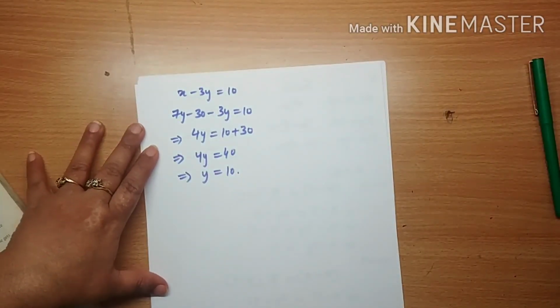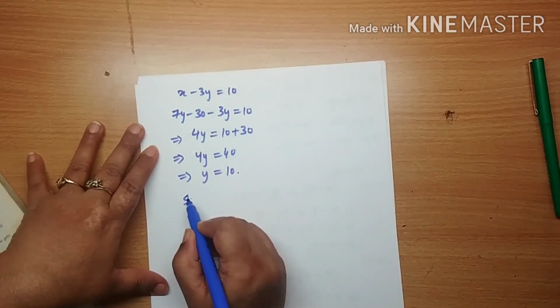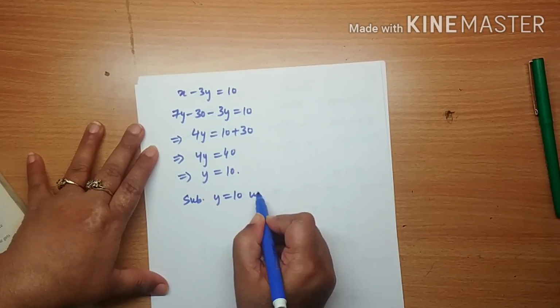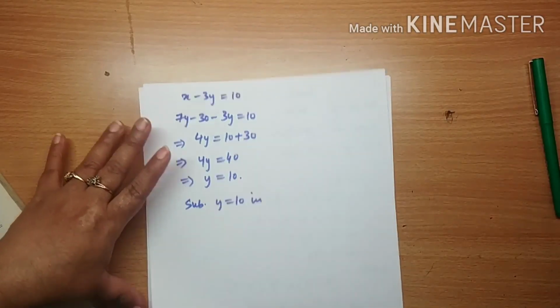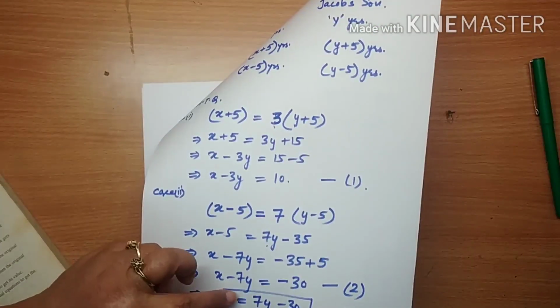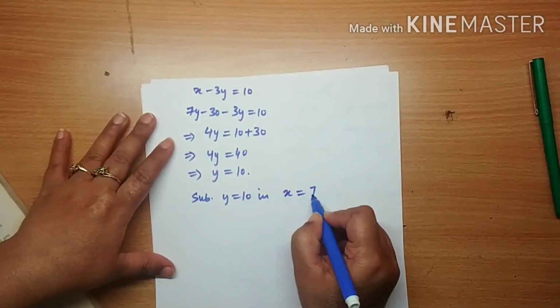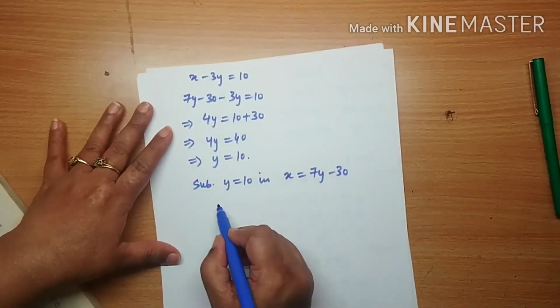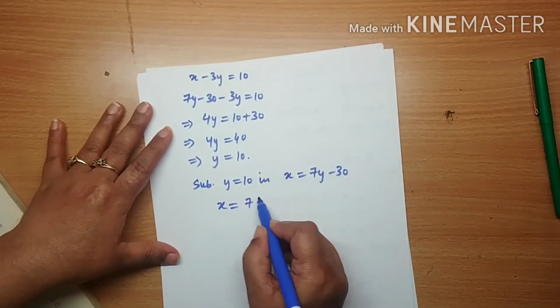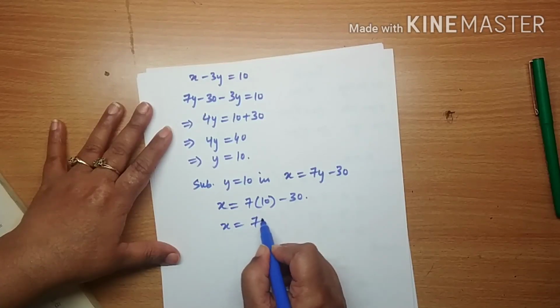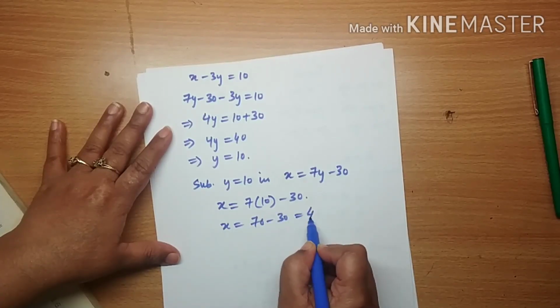We need to find x also. So substituting y equal to 10 in, what is the relation? Star, x is 7y minus 30. x is equal to 7y minus 30. So x is equal to 7 into 10 minus 30. x is equal to 70 minus 30, which is 40.